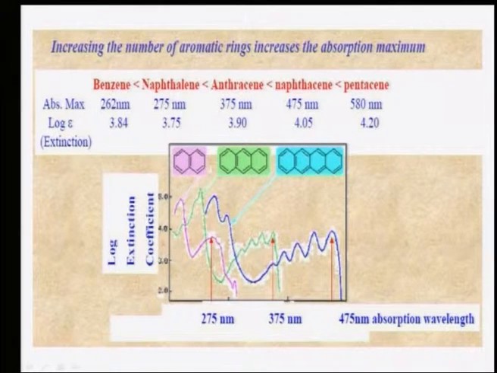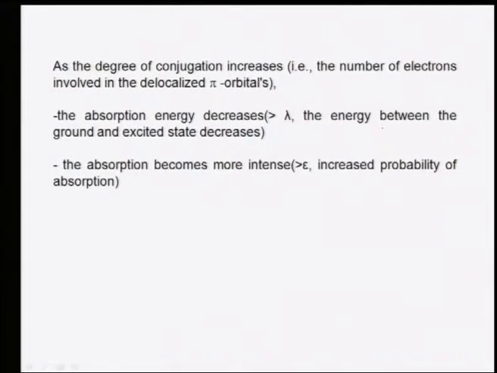Now, if I go from smaller aromatic rings to a larger number of aromatic rings, from benzene to pentacene, this is the way it can change. This is log of the extinction coefficient versus wavelength. You can see the absorption maxima changing from 262 nanometers for benzene to 580 nanometers for pentacene, and the log of epsilon increases from benzene to pentacene. This is available from our results.